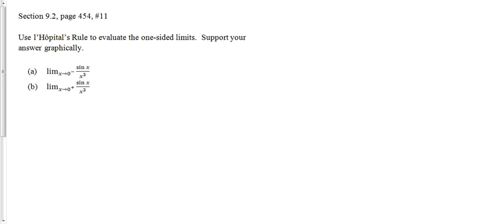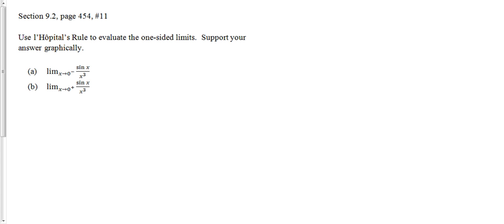Well, L'Hopital's rule works just as well for one-sided limits as it does for two-sided limits. So let's talk about number 11 on page 454, which reads, use L'Hopital's rule to evaluate the one-sided limits. Support your answer graphically. So for part A and B, we have the same function, sine x over x cubed, but for part A, we're going to approach the limit from the negative side and go to 0, and in part B, we're going to approach 0 from the positive side.